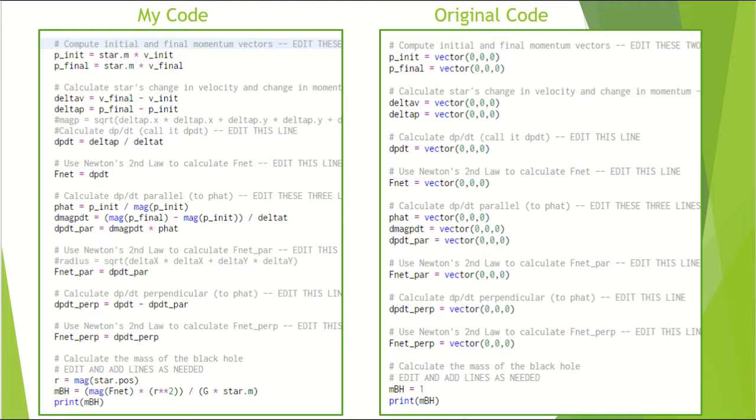First, the mass was changed to the star's mass, then the final position was changed. The initial and final momenta were calculated along with delta P and delta V. Then, using the formulas from the previous slide, Fnet dp/dt parallel, Fnet parallel, dp/dt perpendicular, and Fnet perpendicular were changed. Then the law of universal gravitation was manipulated to get the black hole's mass.